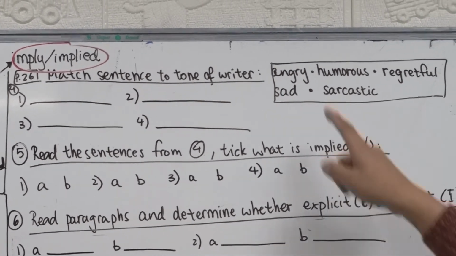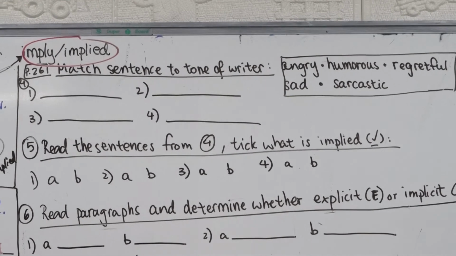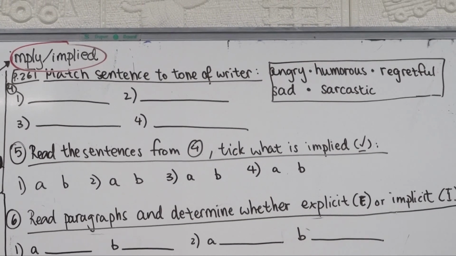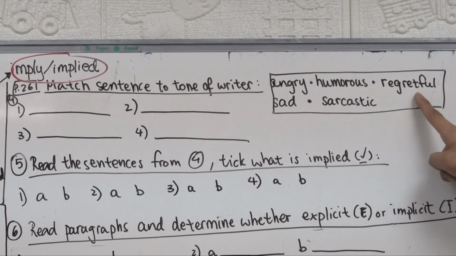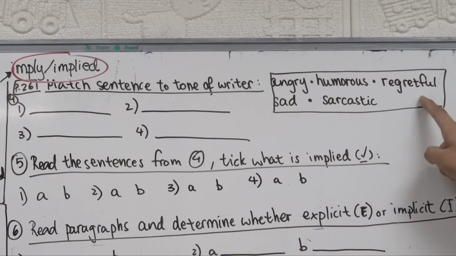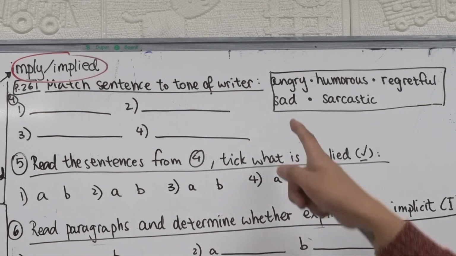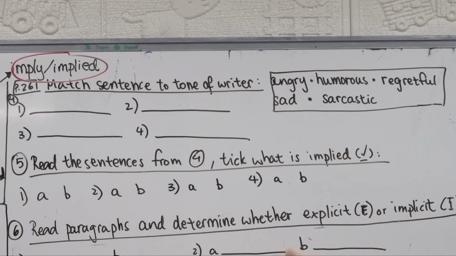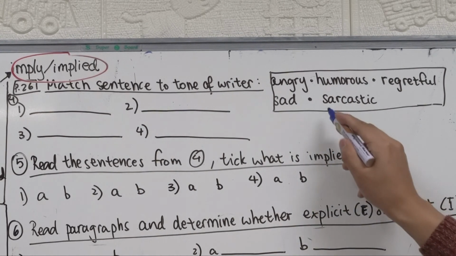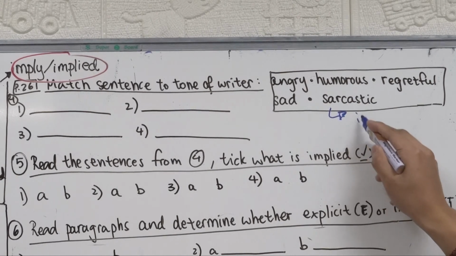So angry, we know what that means, right? Humorous, in a funny way, jokingly, right? Regretful, right? You did something, but now you're wishing, oh, I should not have done it, right? Number 4, sad, very easy. Number 5, sarcastic, right? Irony, right? In an ironic tone.